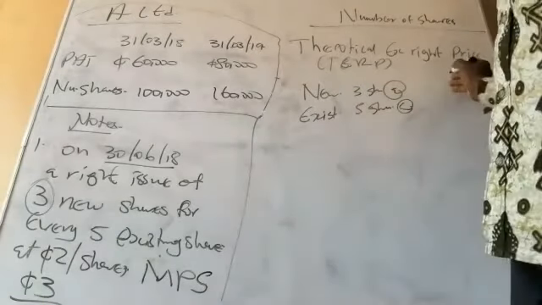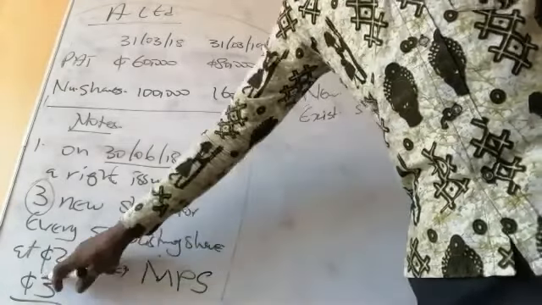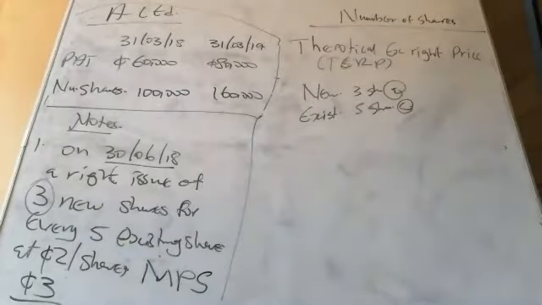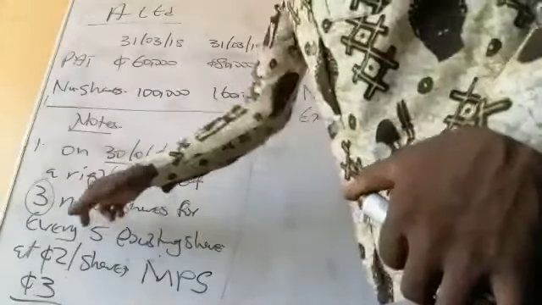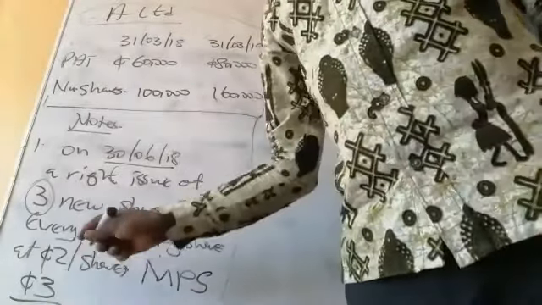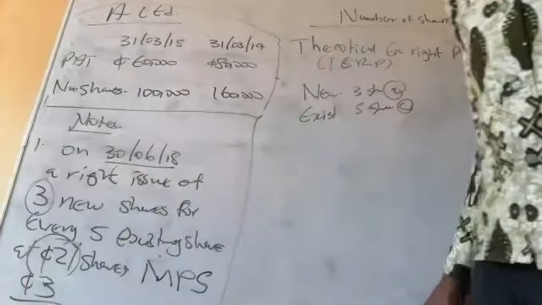Now the share price will be at 2 Ghana cedis. The 2 cedis is for the right issue and 3 cedis is for the existing shares. So let's take it again: 3 new shares for every 5 existing shares at 2 Ghana cedis. So that means the shares were sold at what? 2 Ghana cedis, at a discount of 1 Ghana cedi.